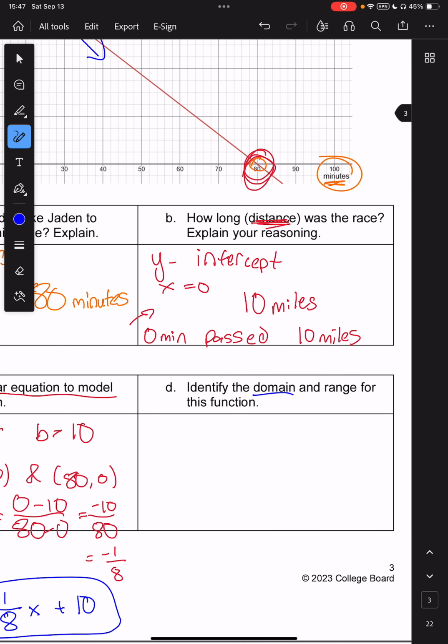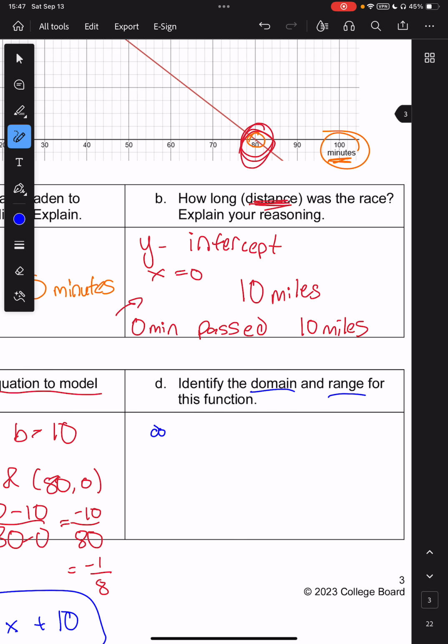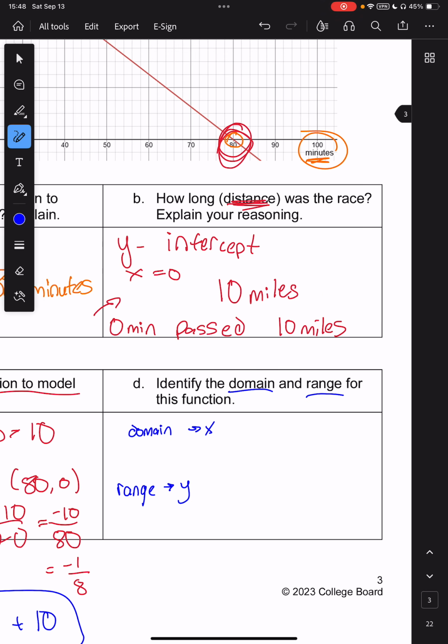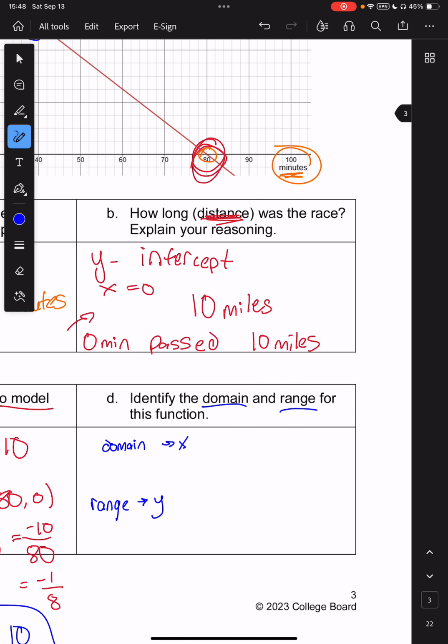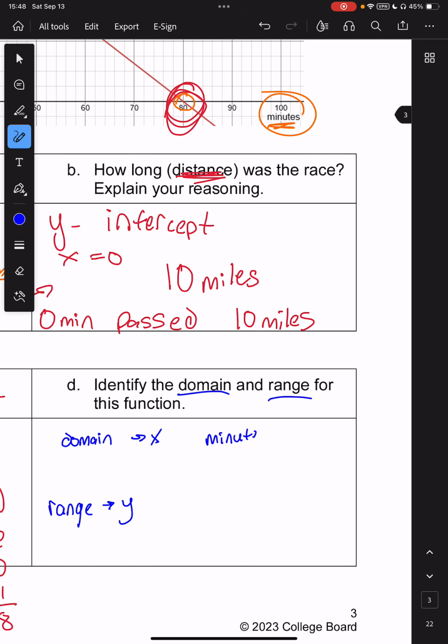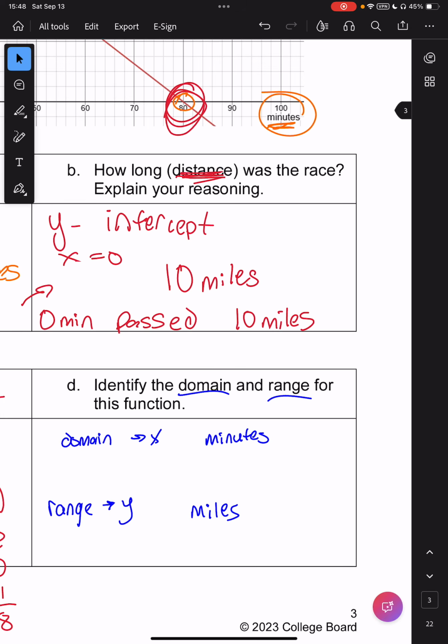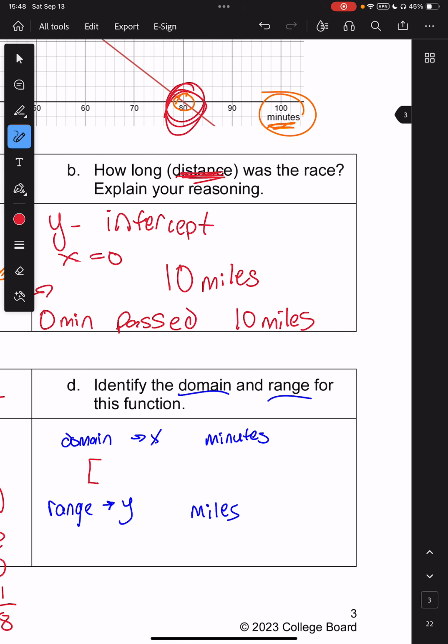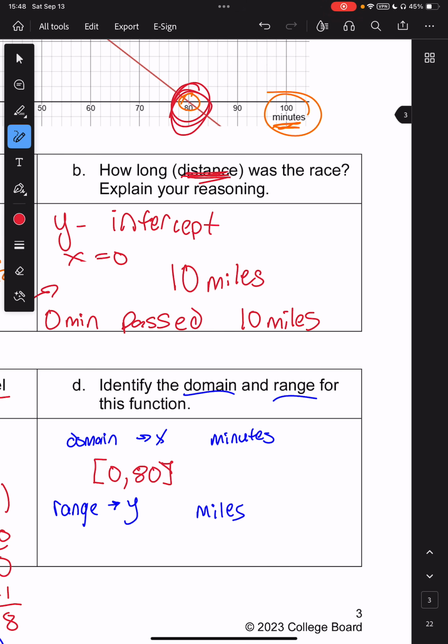So now we're doing domain and range again. Remember, domain is our x values and our range is our y values. Our x values are the minutes and our y values are the miles. So our domain is from 0 to 80. That's how many minutes it takes.